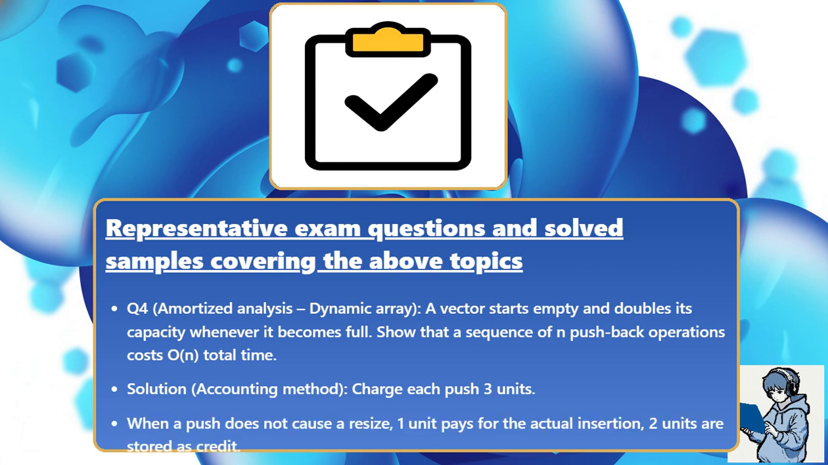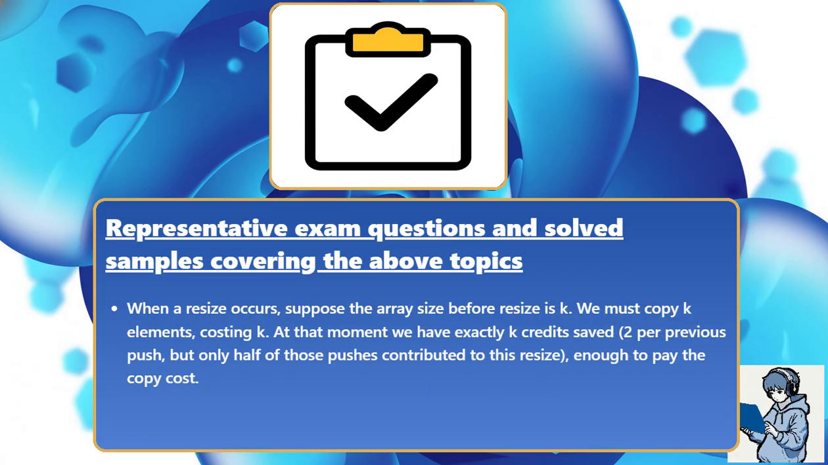When a push does not cause a resize, 1 unit pays for the actual insertion, and 2 units are stored as credit. When a resize occurs, suppose the array size before the resize is k; we must copy k elements, costing k at that moment. We have exactly k credits saved, 2 per previous push, but only half of those pushes contributed to this resize, enough to pay the copy cost. Hence the total amortized cost is less than or equal to 3n, which is O of n.